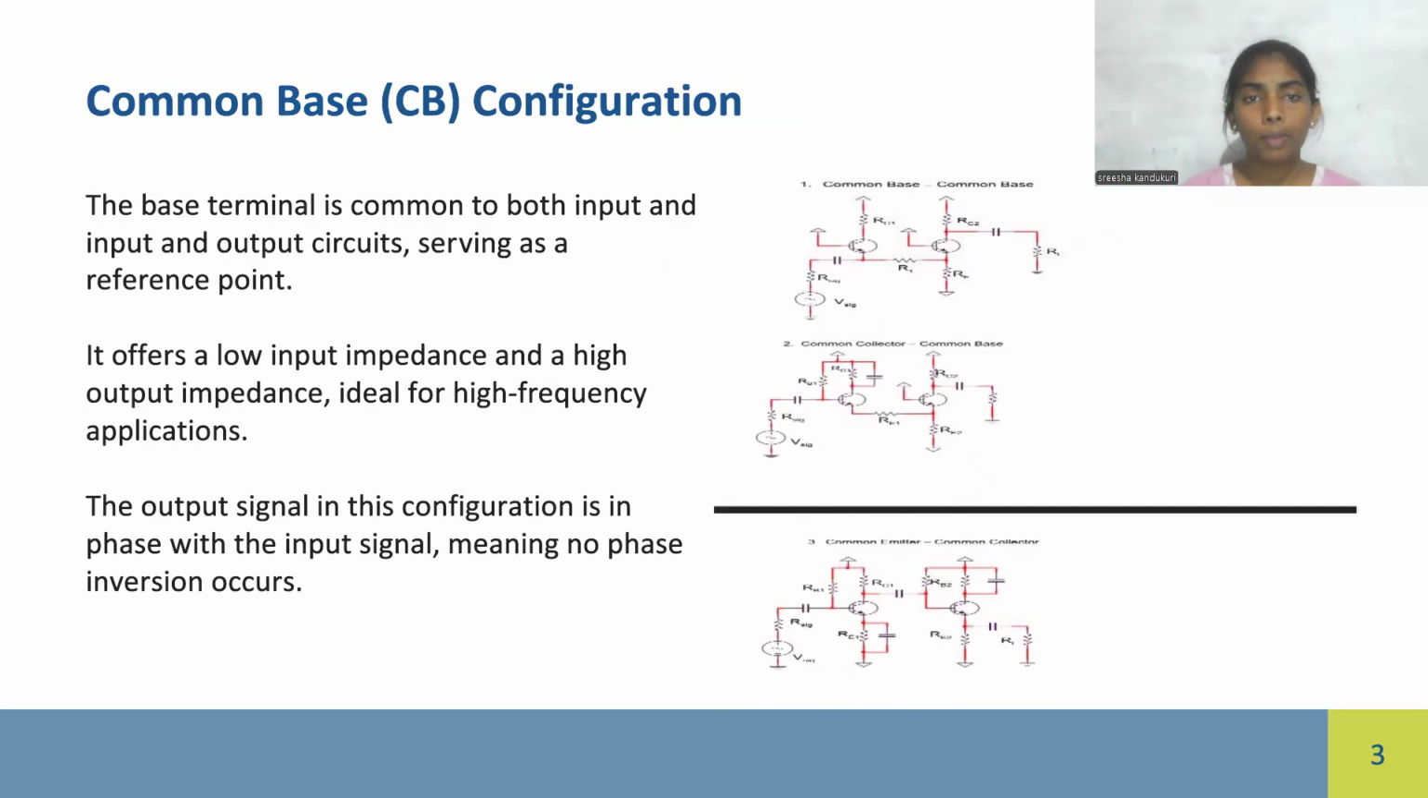Next, moving to the common base configuration, represented as CB, the base terminal is common to both input and output circuits, serving as a reference point. It offers a low input impedance and a high output impedance, ideal for high frequency applications. The output signal in this configuration is in phase with the input signal.